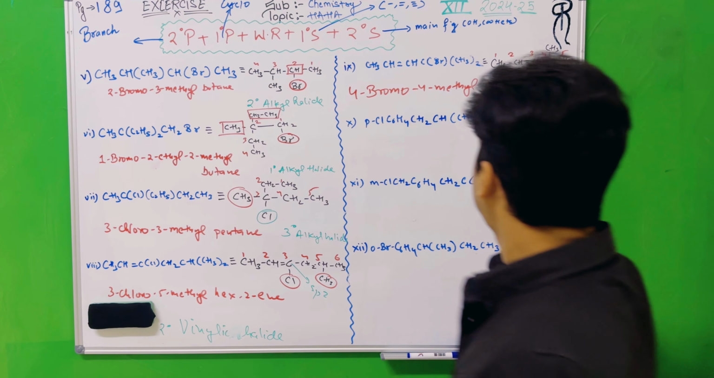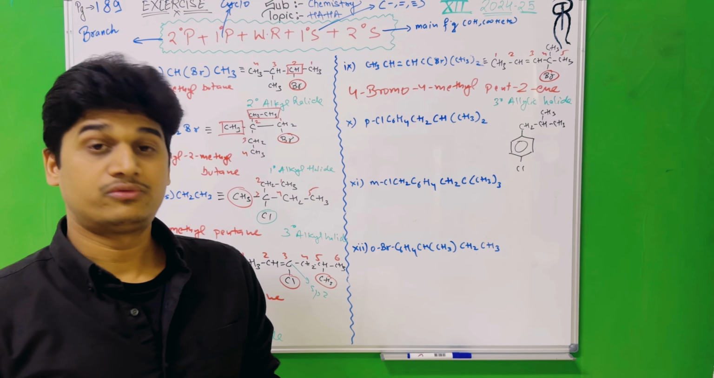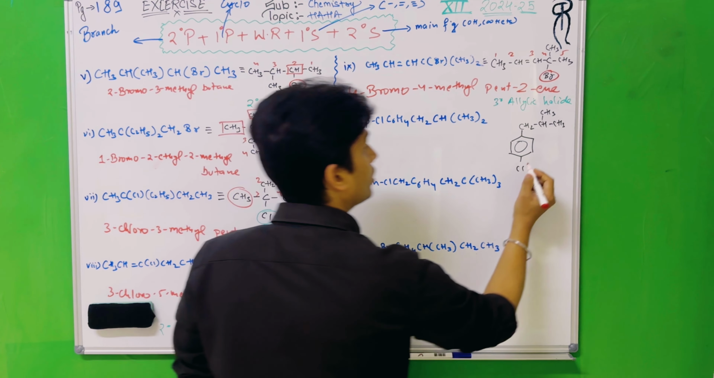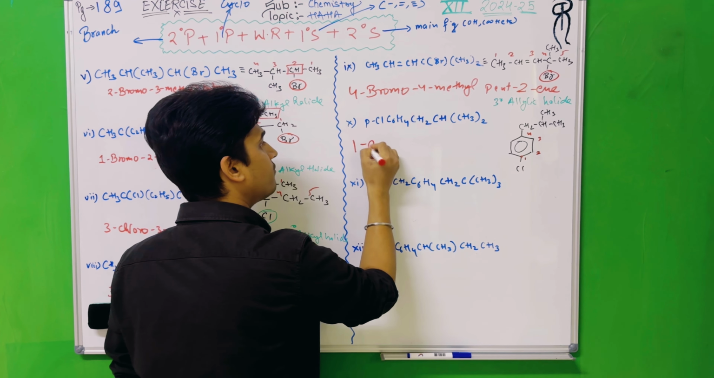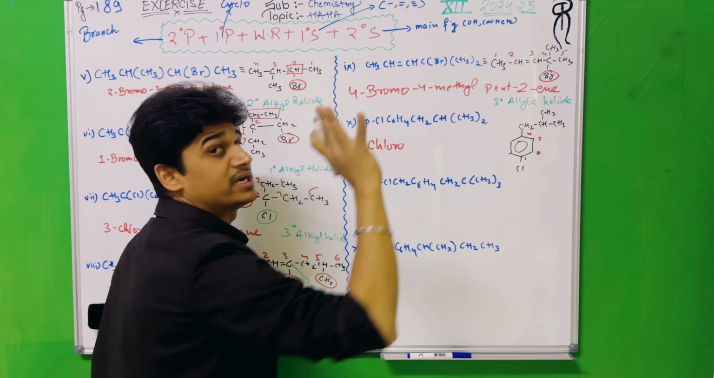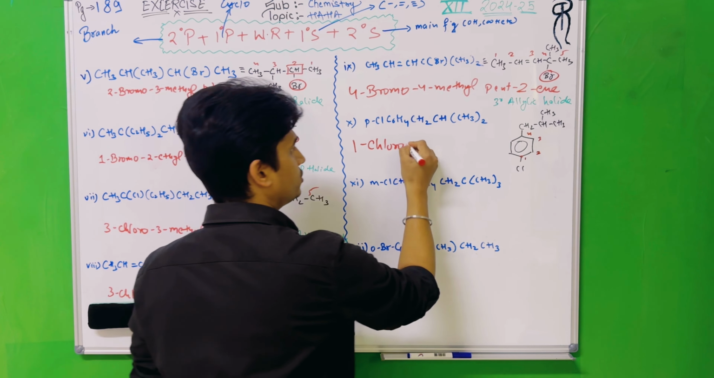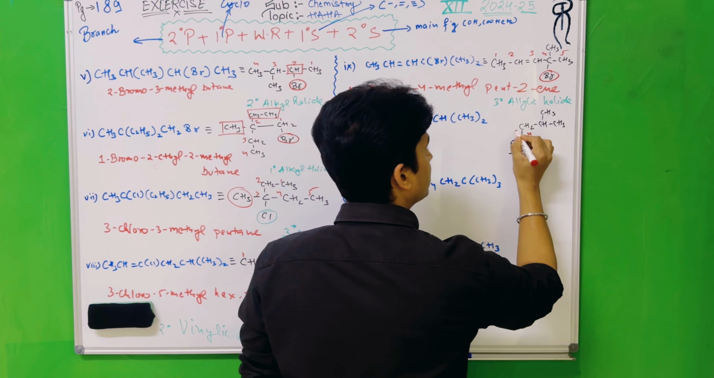Now how to number this all and how to name it? First, always give preference to halogen. So your numbering will start from here: 1, 2, 3, 4. At one position, what do you have? Chloro. So the chloro part is over. Now at the fourth position you have a substituent. Now how to name this?